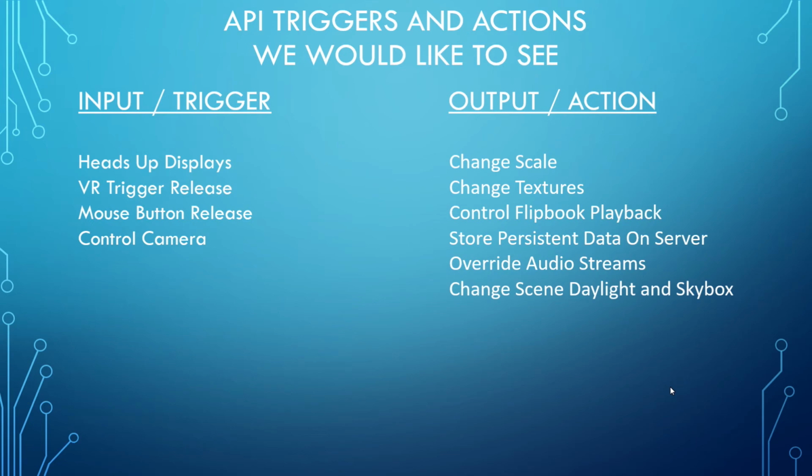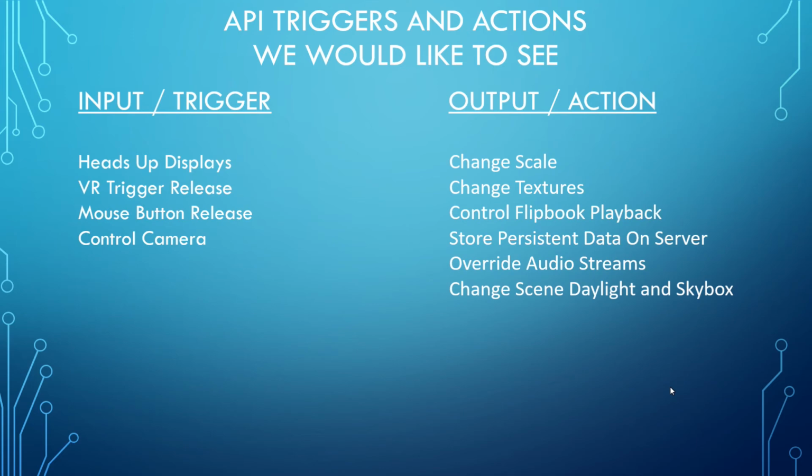Here are some things I'd like to see. And there's probably page after page of these, but some of these are things that are already available, in terms of, I know they're in the simulation running on the server, but they haven't made them available to us. Some are things that aren't even on the Sansar simulation running up on the server. But anyway, heads-up displays, I'd like to see as input. VR trigger release and mouse button release. Right now I can only see when they pressed it.